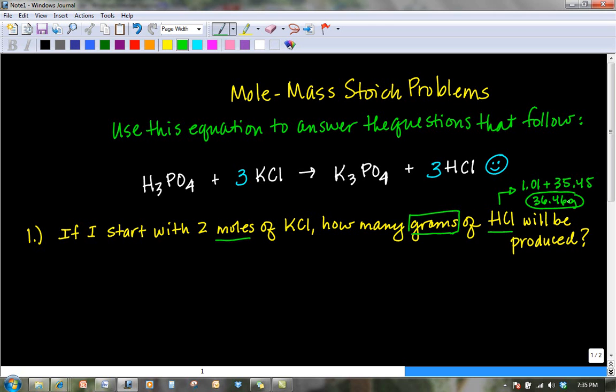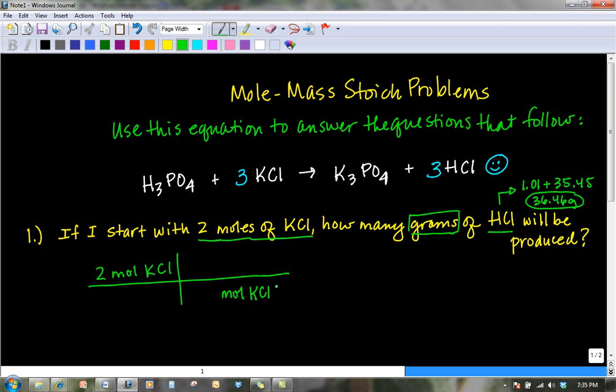So just like with any stoichiometry problem, I'm going to start by writing down what I'm given. And in this problem, I'm given 2 moles of potassium chloride. So I'm going to write that here. 2 moles of potassium chloride. And I'm going to draw my dimensional analysis grid. The next step is to denote the unit, moles of potassium chloride.